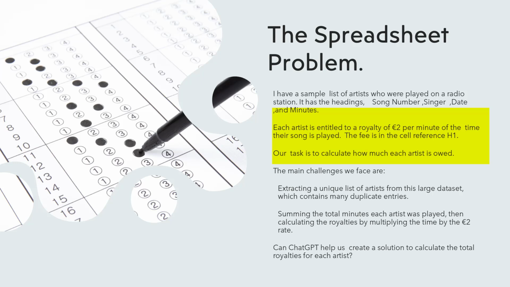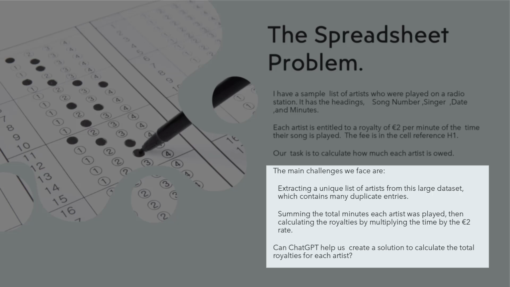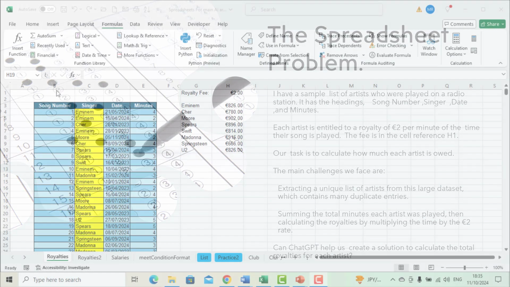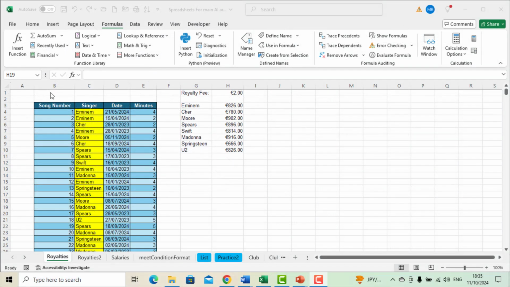The fee is in the cell reference H1. Our task is to calculate how much each artist is owed. The main challenges we face are extracting a unique list of artists from this large data set, which contains many duplicate entries, summing the total minutes each artist was played, then calculating the royalties by multiplying the time by the €2 rate. Let's look at some possible solutions, then we will write our prompt and finally compare ChatGPT solutions to ours. Can ChatGPT help us create a solution to calculate the total royalties for each artist?